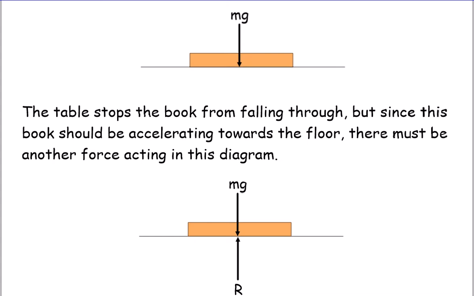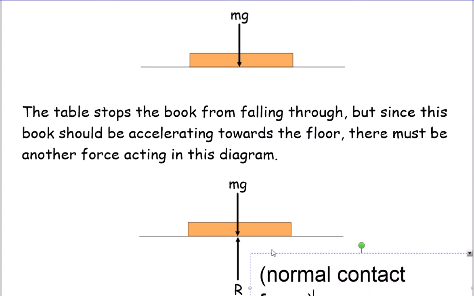Since the book is in equilibrium, it's not accelerating, it's not decelerating, it's just sitting there, a constant velocity of 0. That opposite force acting upwards must be equal to the weight, and we call it R for reaction, but that is down there what's called the normal contact force.